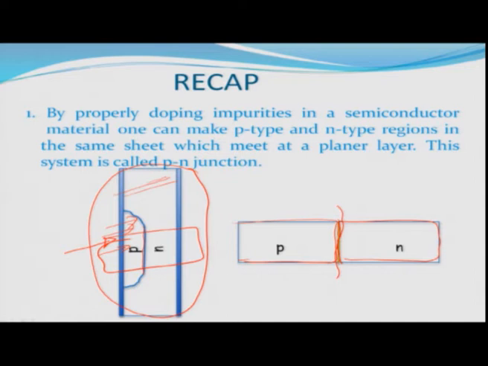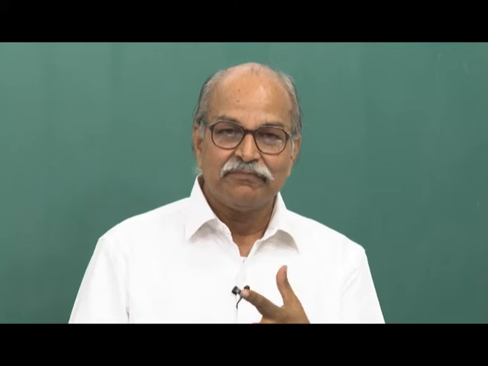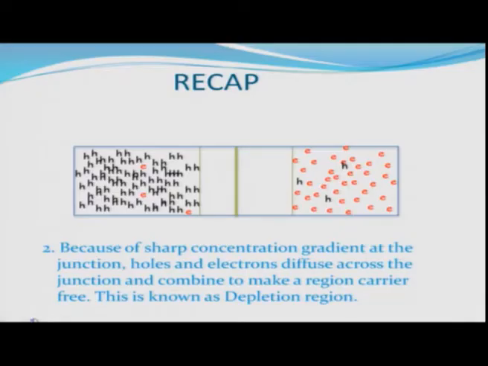Now, we discussed that when these different layers, p type and n type, meet at each point, you have a lot of concentration gradient. On the n side you have a lot of electrons, and on the p side you have a lot of holes, and at the junction you have a huge concentration gradient, and because of that some kind of diffusion takes place.